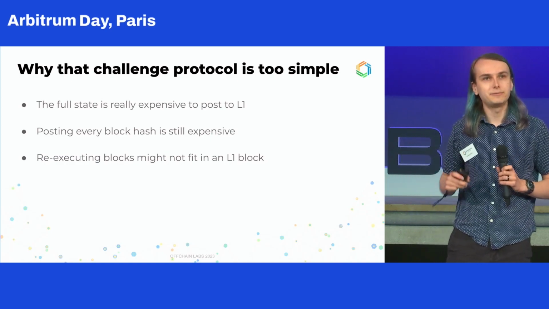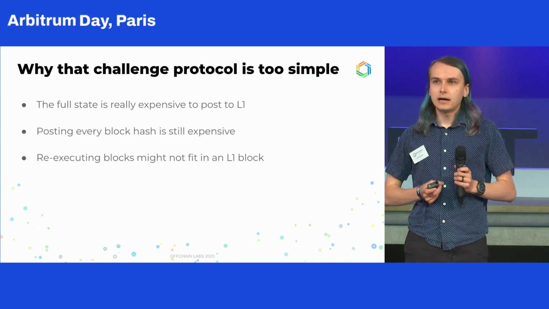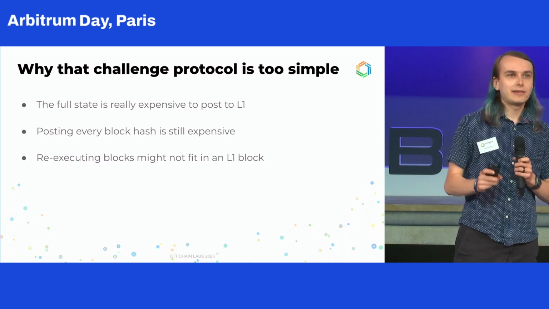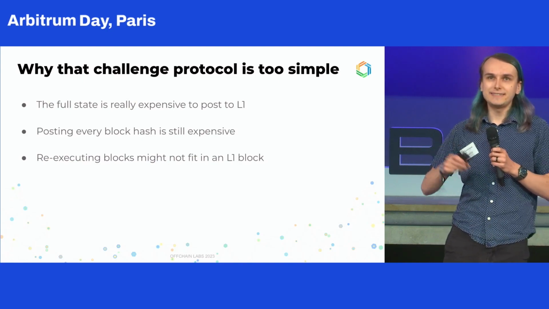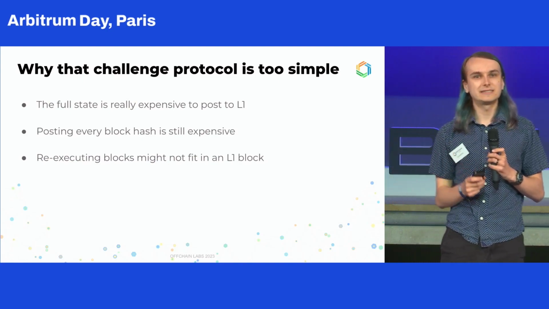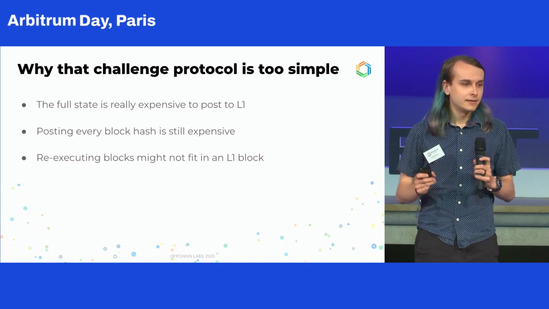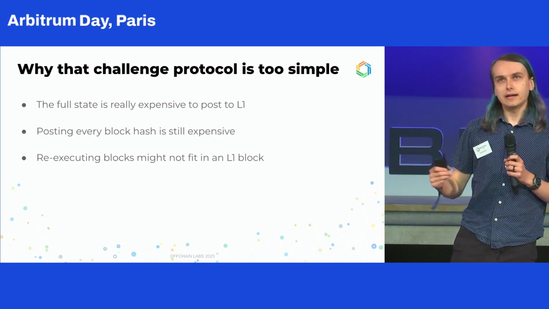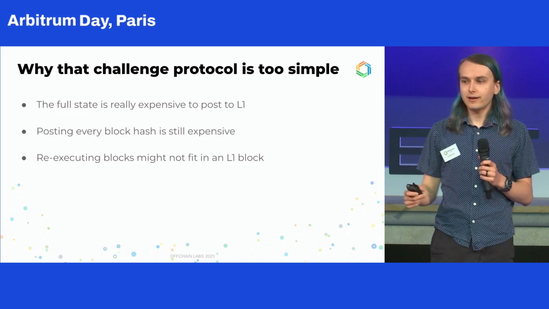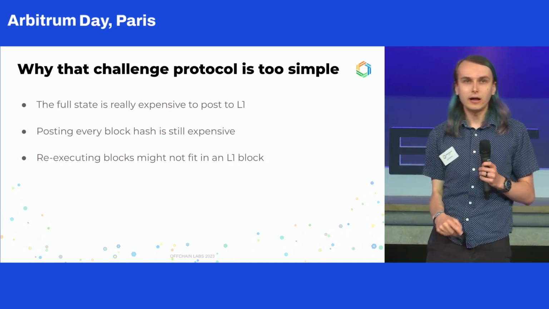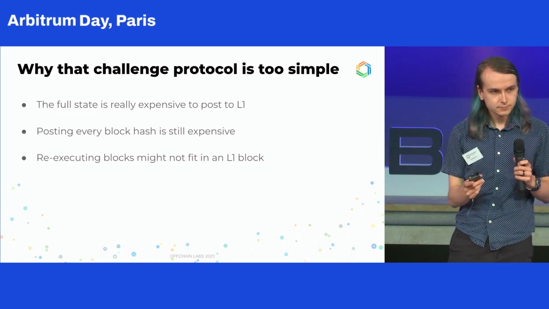Ethereum limits it to 30 million gas. And Arbitrum's block gas limit is actually 32 million gas. So you might be seeing a problem there already. Even if it was smaller, we'd have problems. You just can't fit all of that re-execution into a single layer 1 block, especially if you're posting a bunch of blocks at once.